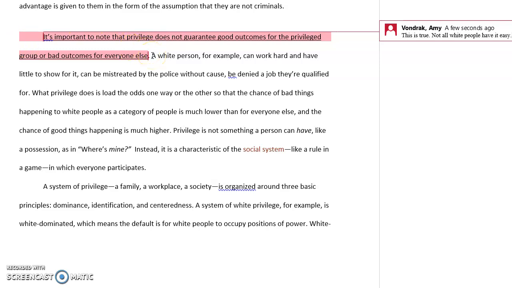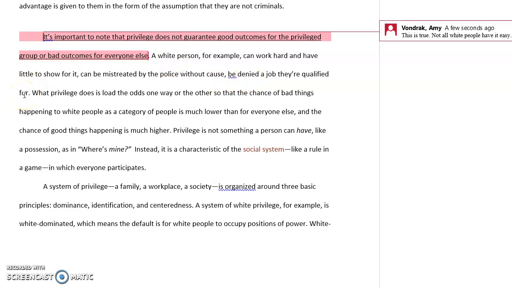I don't want to take too long because sometimes if you get stuck reading, then your mind wanders. I want to keep going forward because we're going to come back to this essay all semester. So this is really just our first reading. A white person, for example, can work hard and have little to show for it, can be mistreated by the police without cause, can be denied a job they're qualified for.